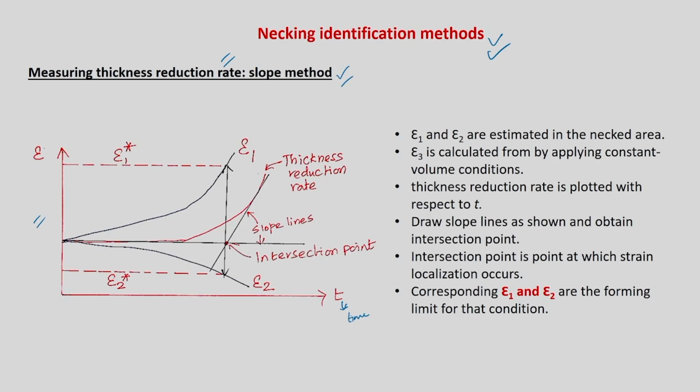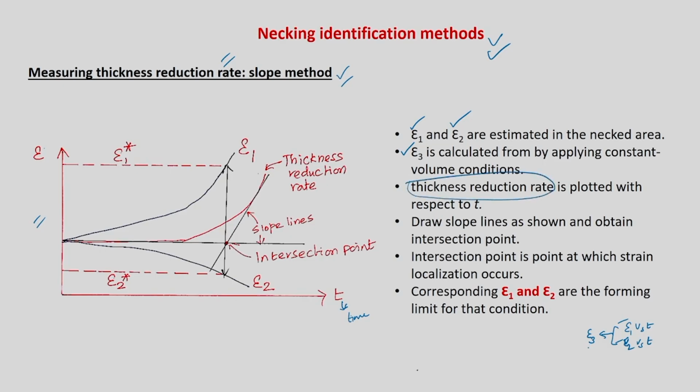Let us say, for example, at one particular sheet element, we can monitor epsilon 1 and 2. So numerically you are getting a continuous change in epsilon 1 and 2 with respect to time. Epsilon 1 versus time we already discussed, and epsilon 2 versus time is obtained. For the same time interval, epsilon 1 and 2 will give you epsilon 3, because by volume constancy you can get epsilon 3 also. Now if epsilon 3 is known, then you can evaluate the thickness reduction rate.